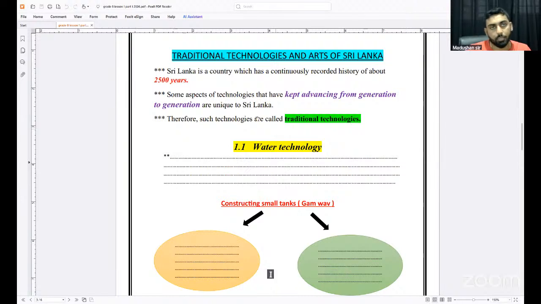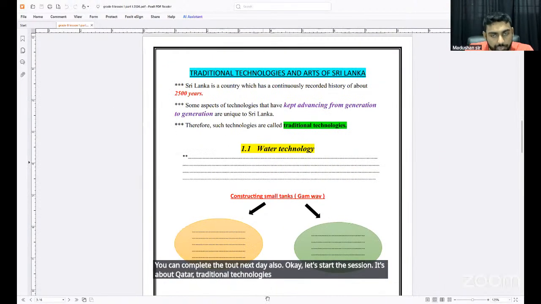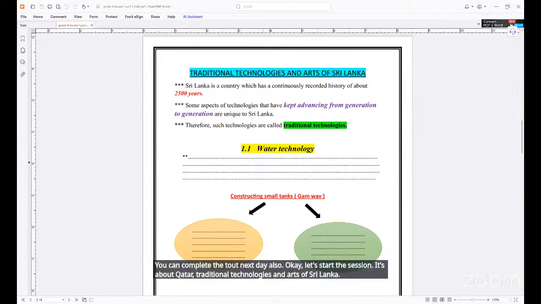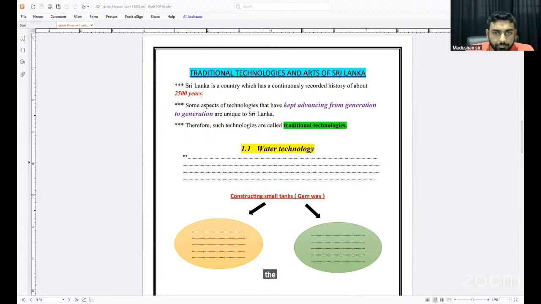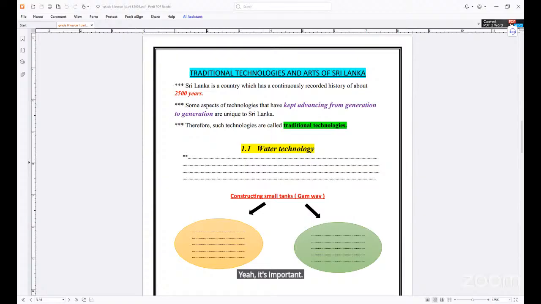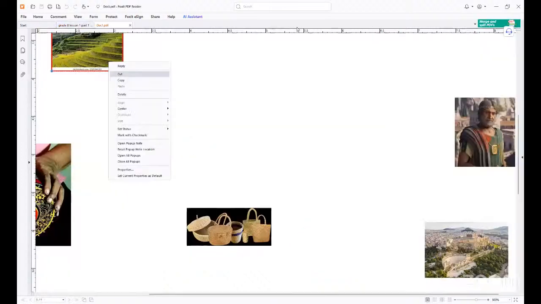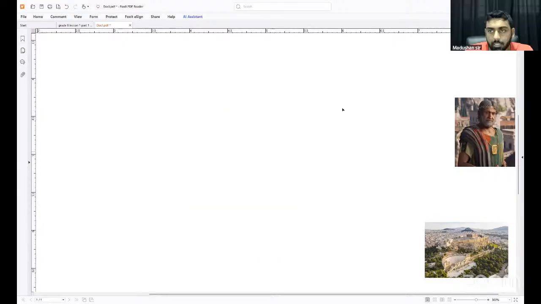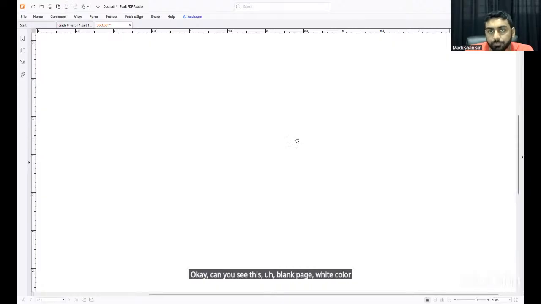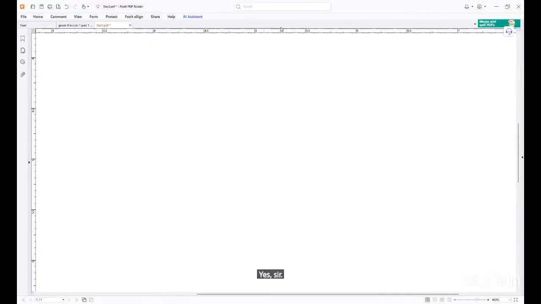Okay, let's start the session. It's about traditional technologies and arts of Sri Lanka. Let me share the blank page with you, the whiteboard. Can you see this blank white page right now? Yes, sir. Let's start then.